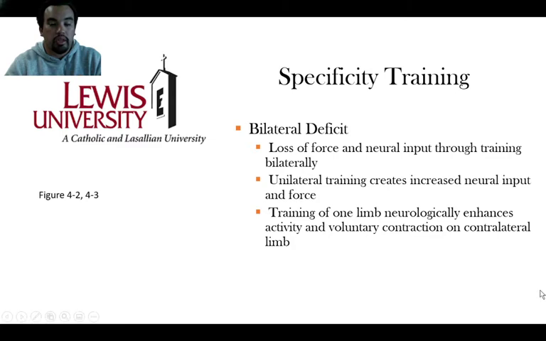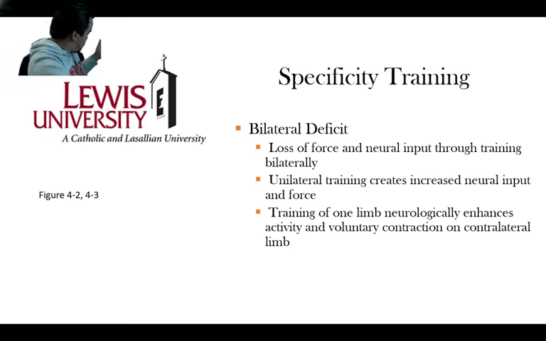Okay, training of one limb neurologically enhances activity and voluntary contraction on the contralateral limb. Okay, this is something that's kind of cool, because there's some things that you can do, like let's say if you sit here with your hands on your chest and you rotate to the left and rotate to the right. So for me, I can feel I can't rotate to the right as well. So what I would do is I would train one side. So let's train the side that has the most rotation. And I could turn that and just really work, do 5 to 10 reps and really try to push to that end range of motion on this side, right?